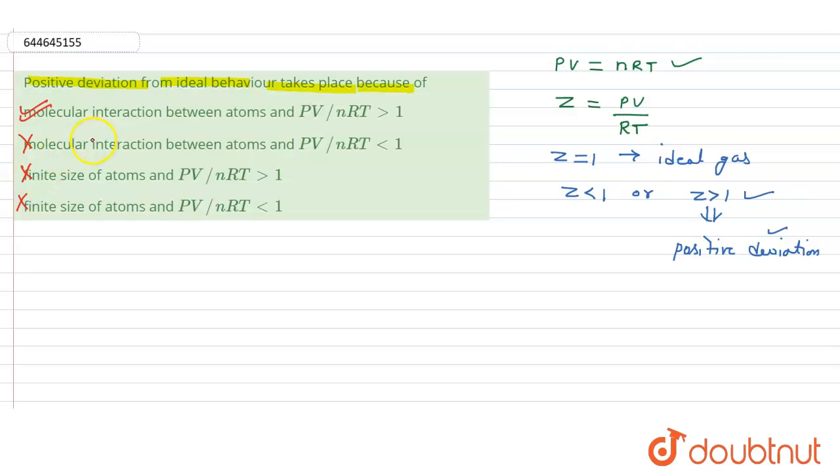Now we are left with the correct answer, option A, in which we have a molecular interaction between the atoms and the compressibility factor, which is PV by nRT for n moles of gas. I'm just taking the example for 1 mole. So it becomes greater than 1, right? In this way I can say option A will be the correct answer. Hope this answered your question.